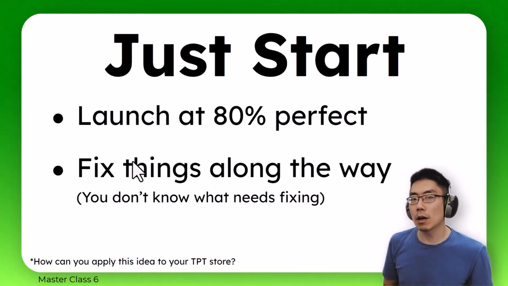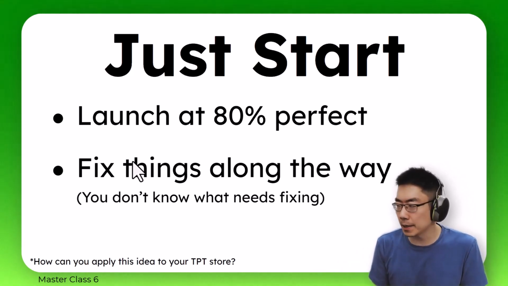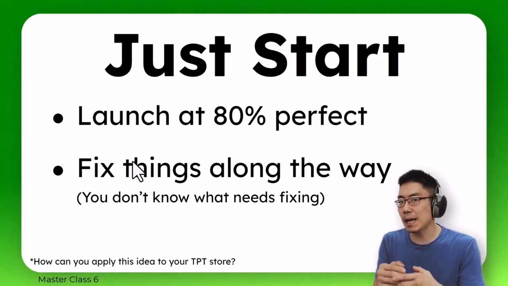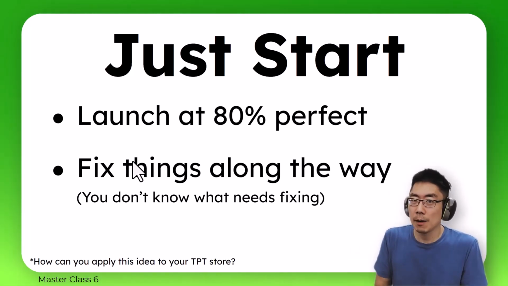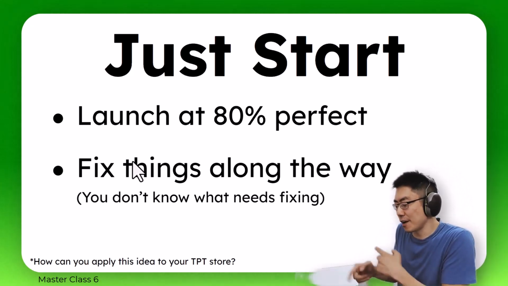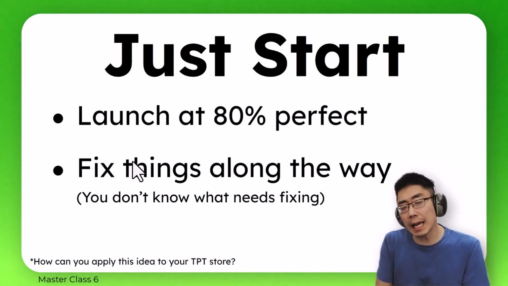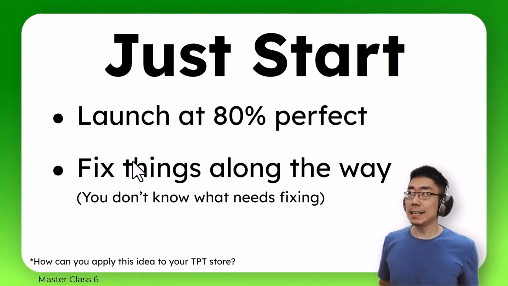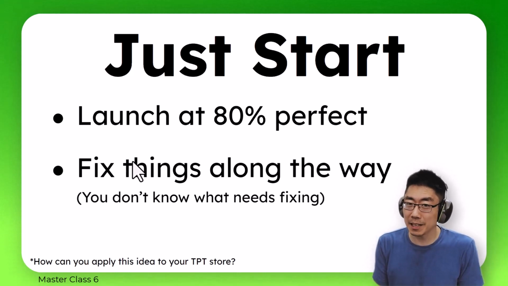So the idea is to launch at 80% perfect. I think that phrase I first heard from Dan Meredith, but this idea that it doesn't have to be 100% perfect or 90% perfect, just get it good enough. But if I say good enough, we're all secret perfectionists that want to put out good quality stuff. So 80% perfect, which as a grade 8 teacher in Ontario would be an A-. So that's pretty good. It's an A.